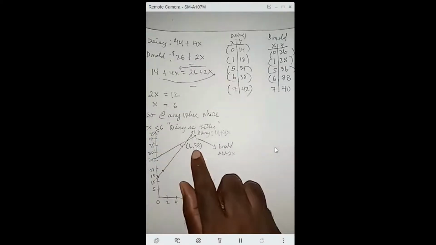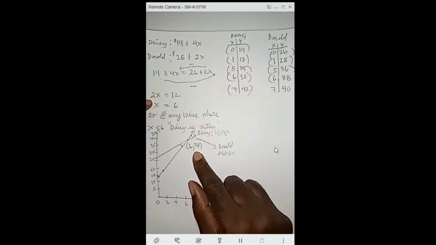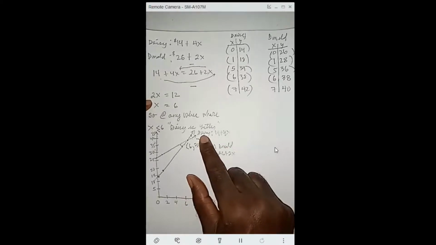So once we get past 6, Daisy's becomes a cheaper deal. So at x equals 6, y equals 38. As we see here on the graph, that's the point (6, 38). Now, that means if you have 6 people in the car, then the deal's equal. Once you go to the 7th person, then Daisy becomes a better deal. So when at least 7 people are in the car.